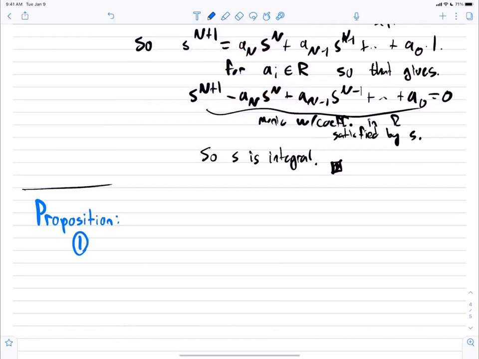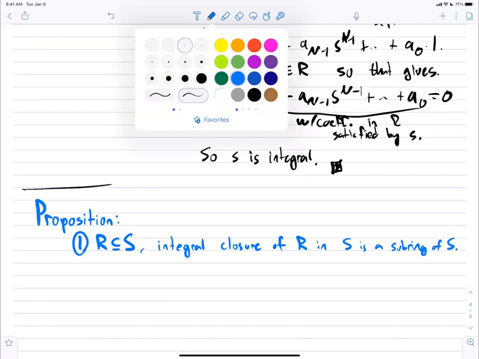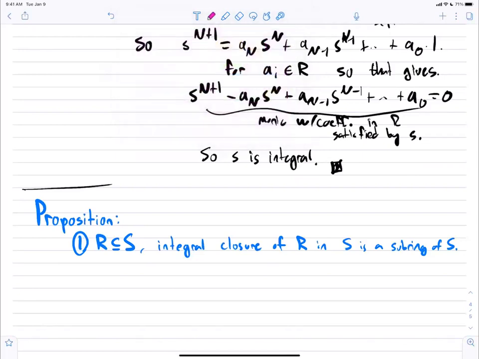Part 1: if R and S, then the integral closure of R in S is a subring of S. Let me just point out that if I take R equal to Z and S equal to K, a finite extension over Q, so K is a field, finite over Q, then the integral closure is what I defined to be O_K.